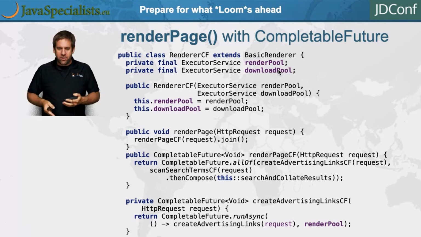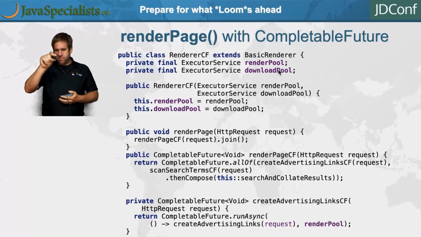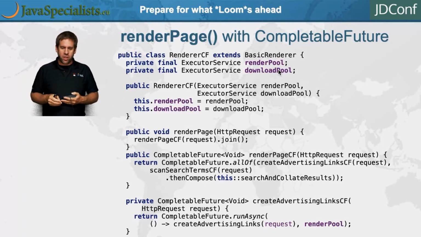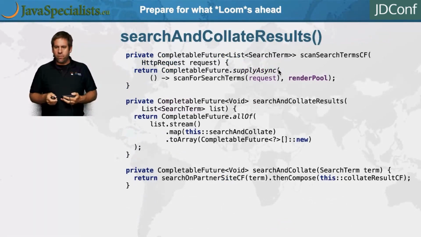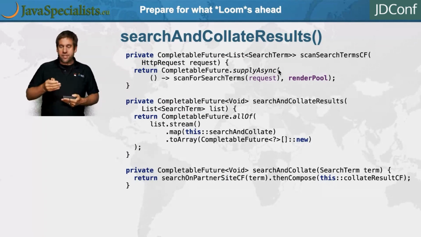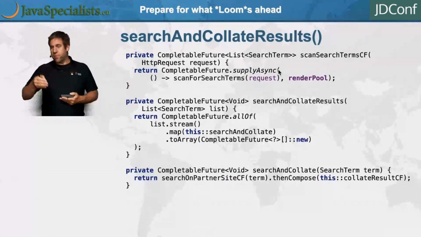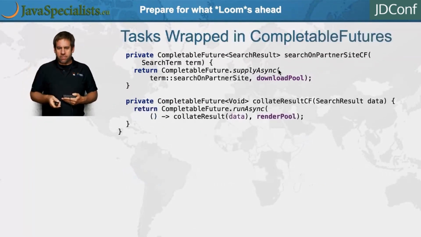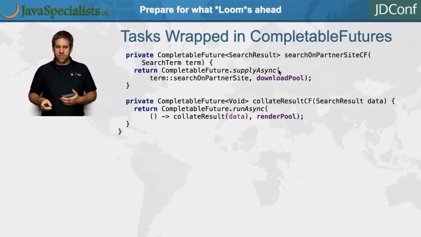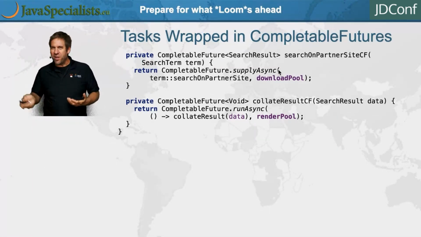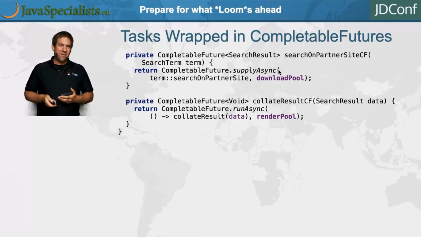And so here's the code. Basically, every task has become a CompletableFuture. For example, at the bottom for the advertising links, I've got my own CompletableFuture, which does it asynchronously using the render pool. And then I've got another one which does the scan for search terms, again with the render pool. And then further down, I've got the search on partner site with the download pool. So I've got different pools for each of the tasks. And it's like 3 slides instead of 1 slide, which is great if you're counting lines of code.